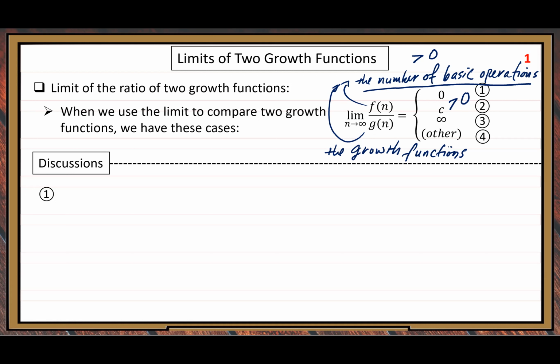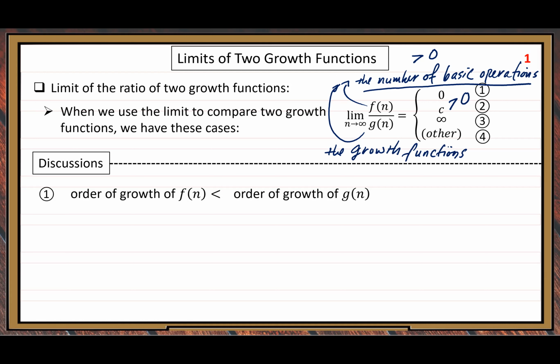Corresponding to case number 1, the ratio equals 0. So you can see the denominator function grows faster, right? Or you can use another way to express the meaning. The denominator function dominates the numerator function. Another way to represent dominates. Okay, yeah.